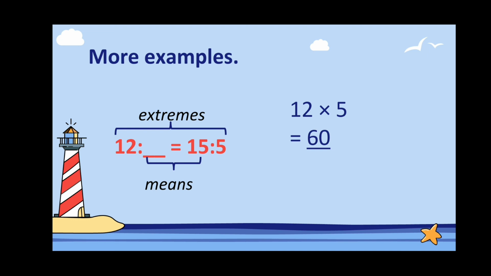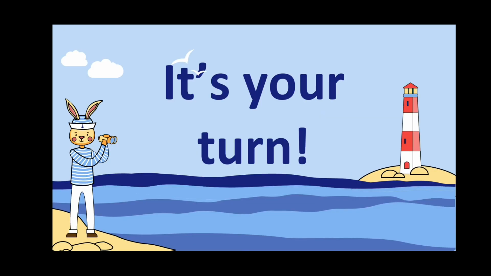So, kung ano yung product ng extremes, i-divide natin by one of the means, which is kung ano yung given. Okay, so we have 60, which is yung product ng extremes, and then divided by 15, which is one of the means. And the answer is 4. So, therefore, the missing term, or the missing mean, is 4. So, 12 to 4 equals 15 to 5. Now, it's your turn.